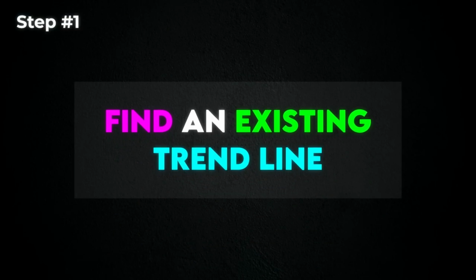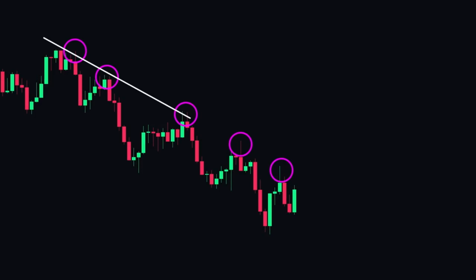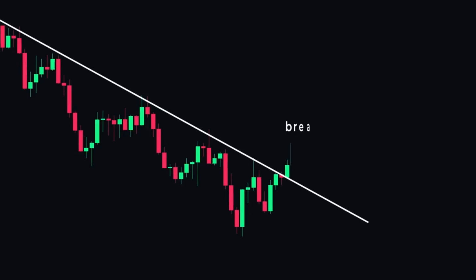The first step of this strategy is to find an existing trend line. In this chart, we can see that price is in a downtrend, and we have swing points right here that we can connect to draw a trend line. Next, we wait for price to break out of that trend line.